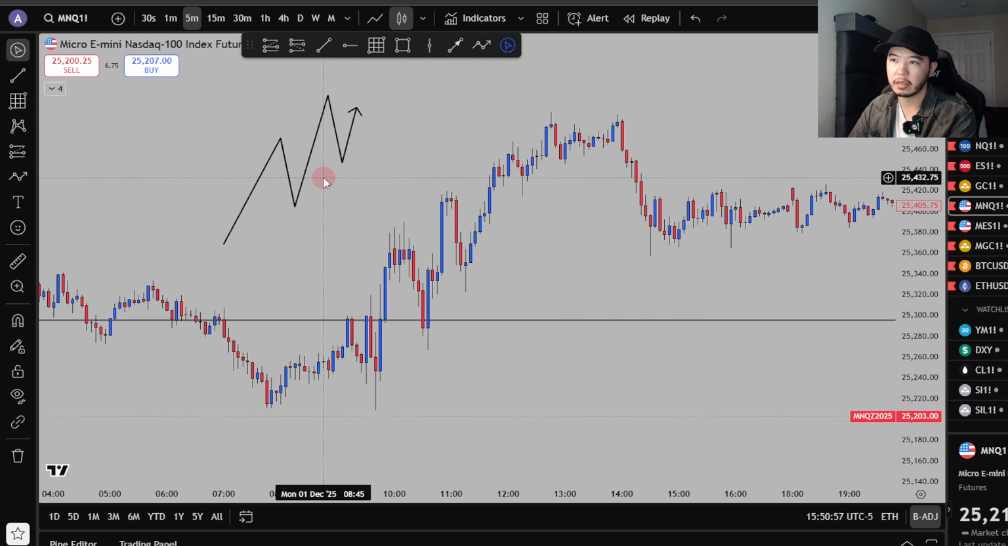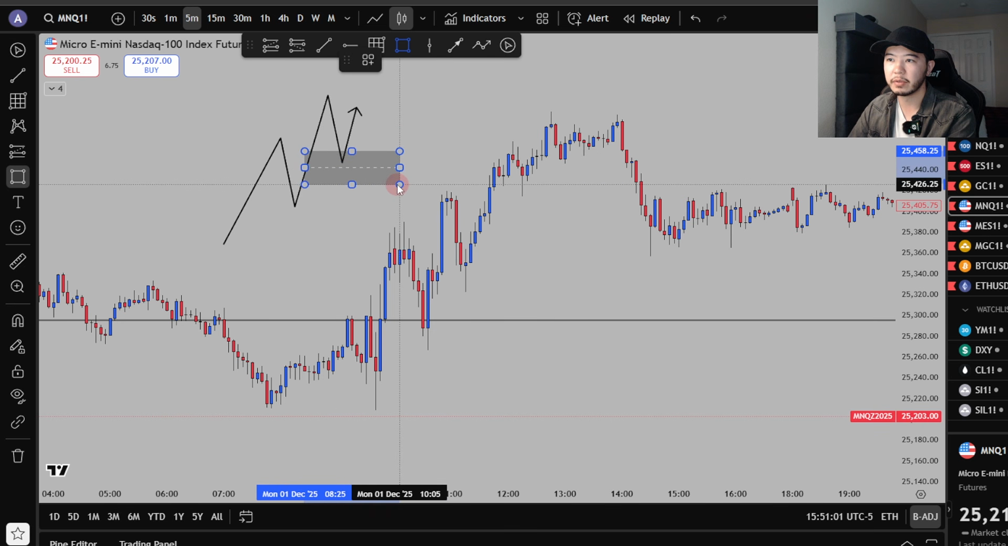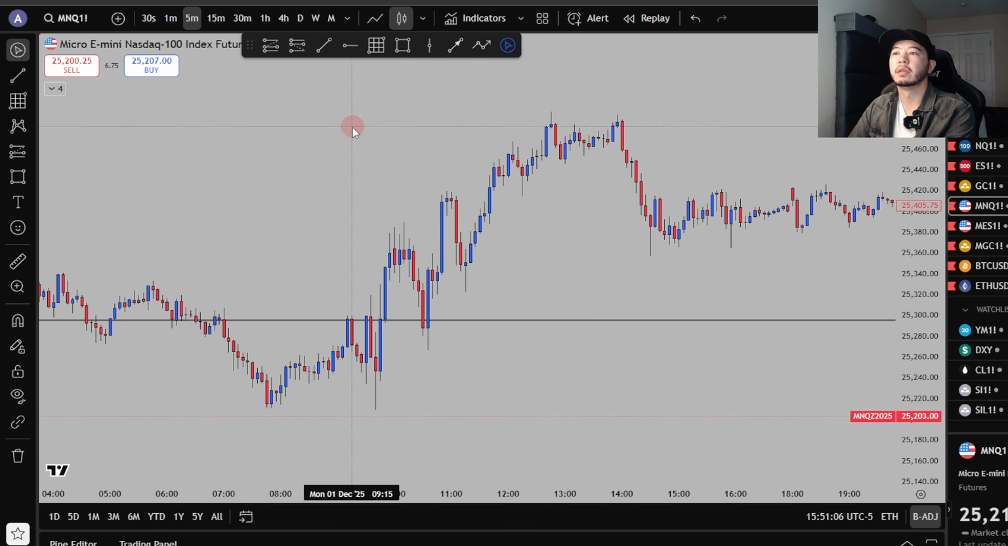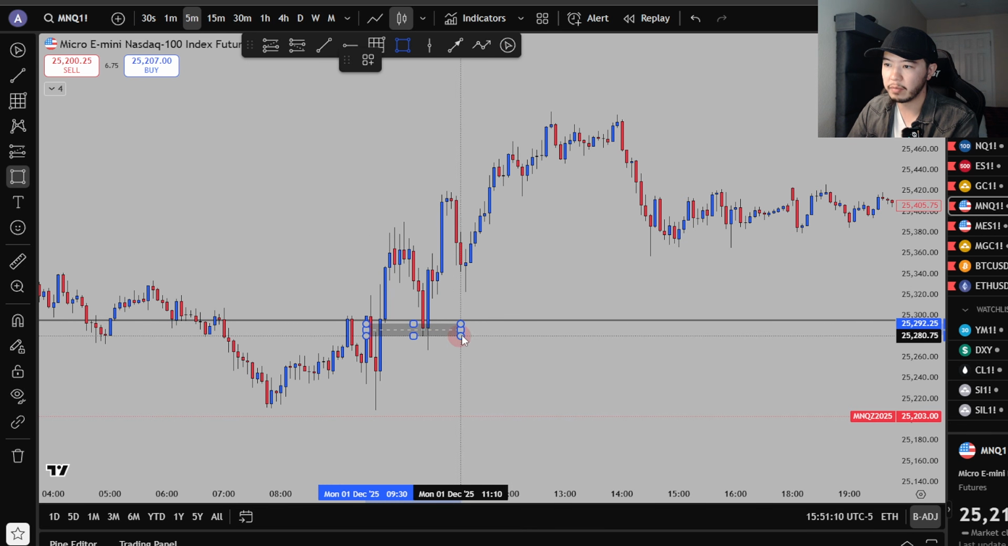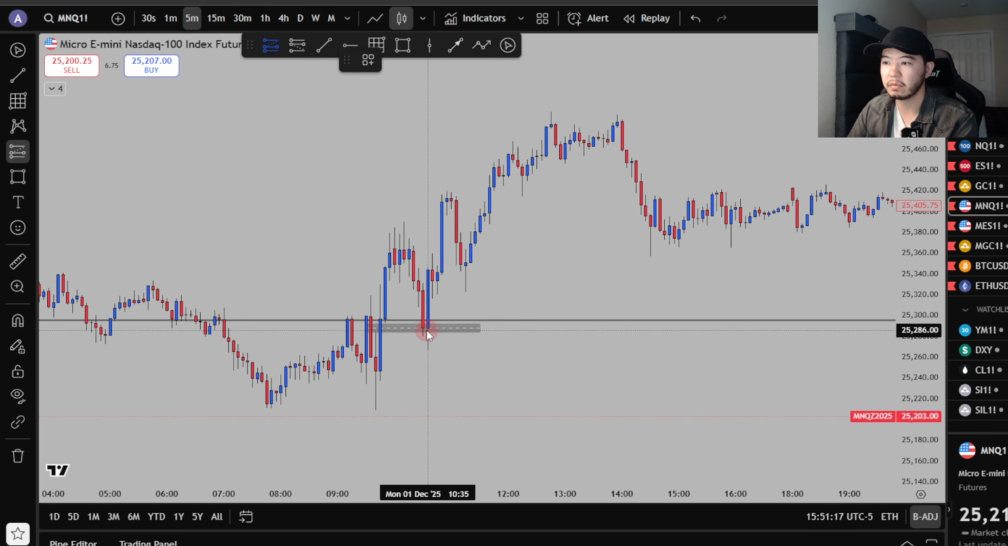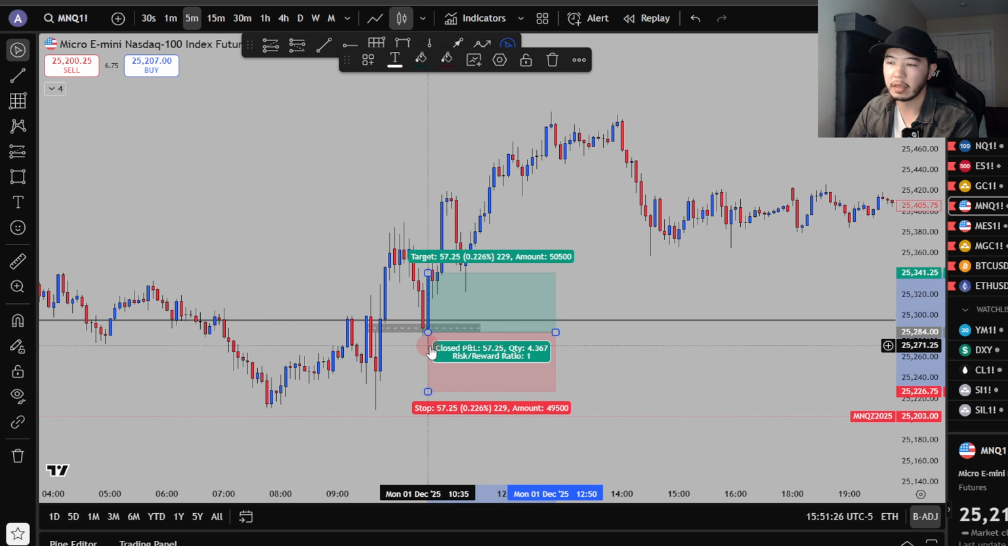Same thing applies here. Sometimes the price gives you some sort of fair value gap somewhere around here. So in this case, we got a 5-minute fair value gap right here. So sometimes what I do is I put a limit order somewhere in the middle of that fair value gap, or at the bottom of it, depending on how big the fair value gap is.